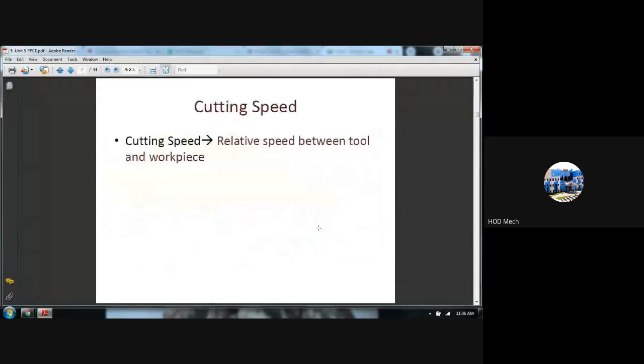Now the second parameter is cutting speed. Cutting speed is defined as the relative speed between the tool and the workpiece.